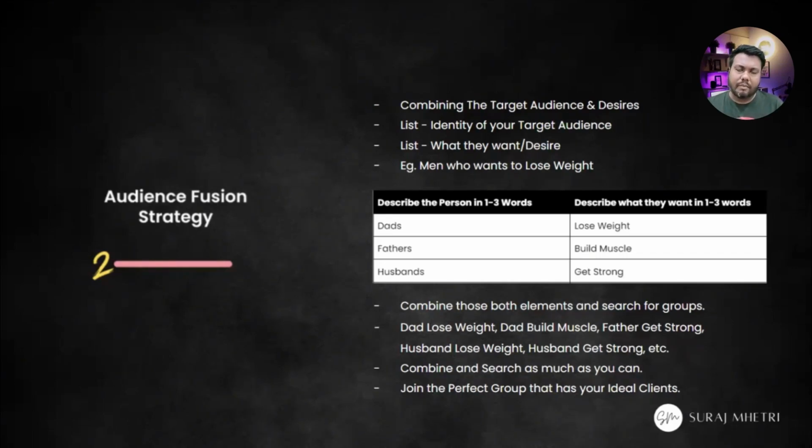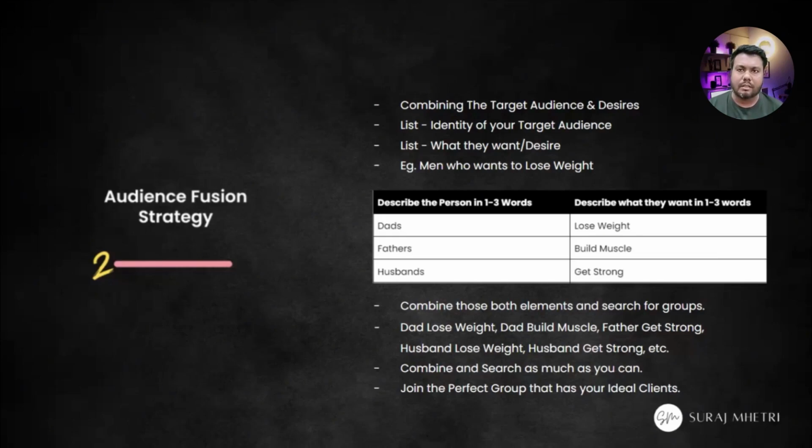So you have to list two things here. First, list the identities of your target market. Second, list what they want. Then you can divide that desire into different desires or similar ones. For example, if your target market is men who want to lose weight, what are the different identities of a man? A man can be a dad, a husband, a father, a working professional, whatever it may be. Now list down all those things in the first column.